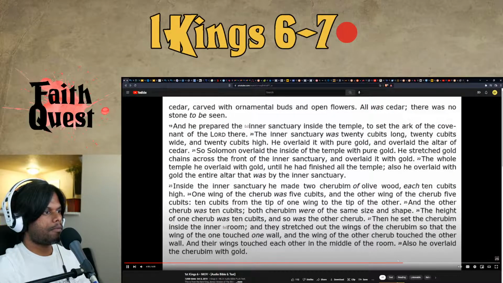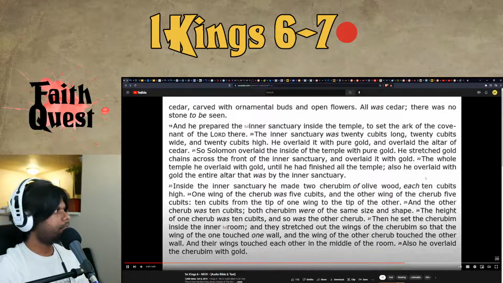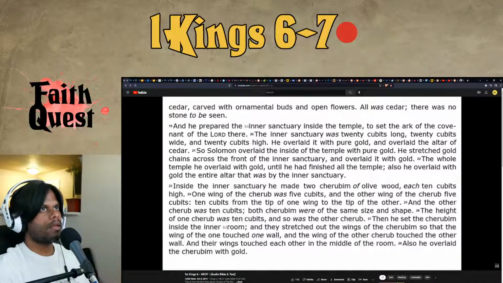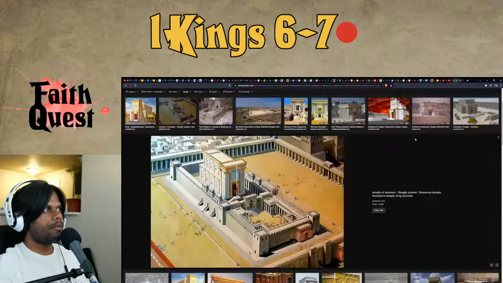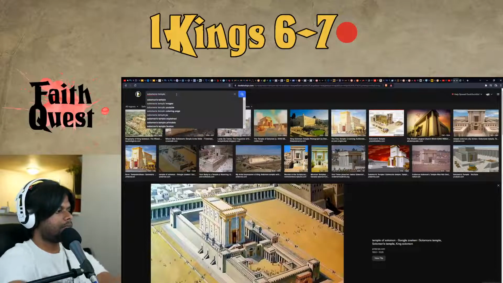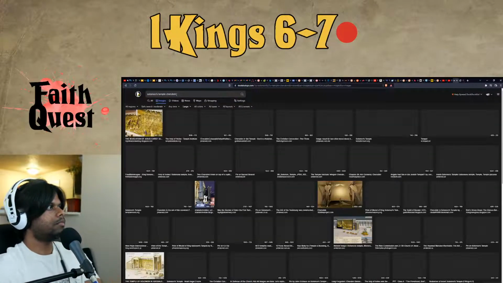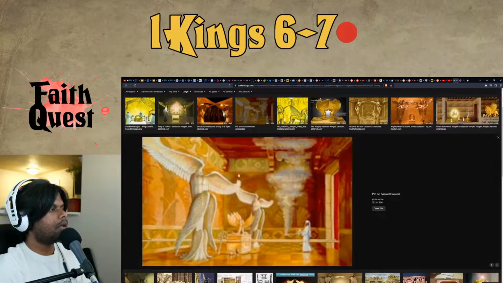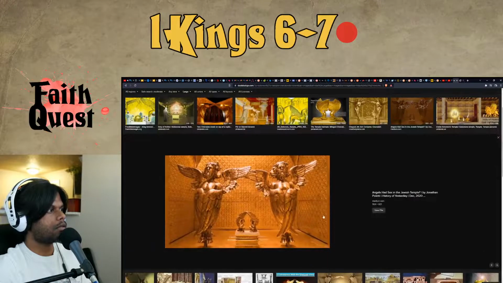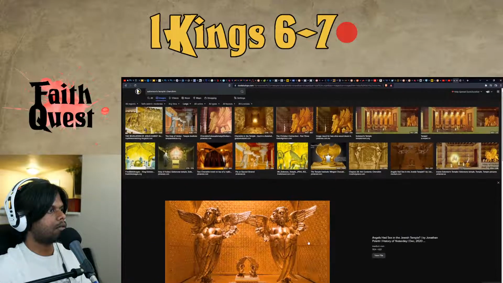And their wings touched each other in the middle of the room. Also he overlaid the cherubim with gold. Then he carved all the walls of the temple all around, both the inner and outer sanctuaries, with carved figures of cherubim, palm trees, and open flowers. And the floor of the temple he overlaid with gold, both the inner and outer sanctuaries.